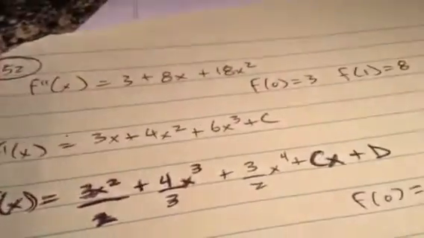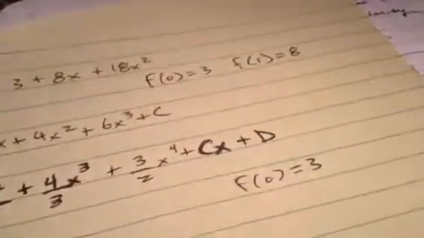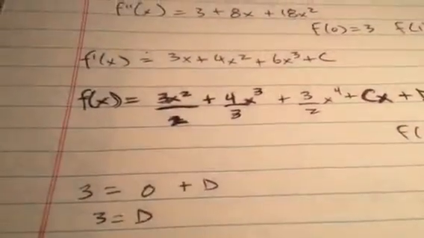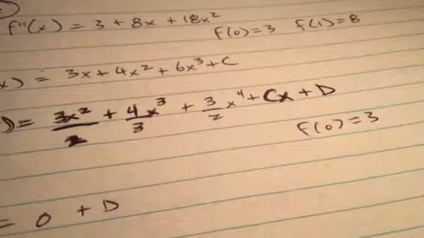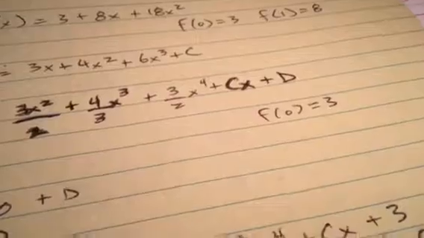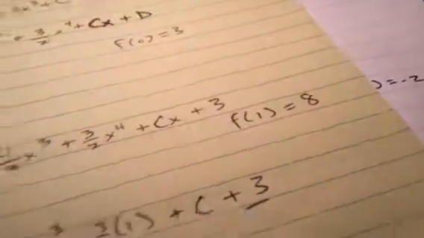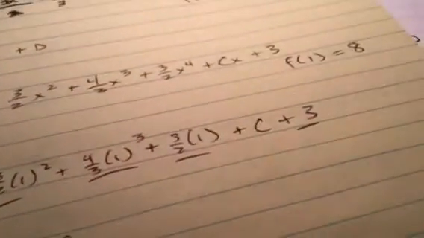And I believe lastly, we have 52, which requires a little bit of work. F prime of x is that. Take the antiderivative. You don't know anything about f prime of 0, so you take another antiderivative. So when you take the antiderivative of c, it's cx plus another constant of integration, d. If f of 0 is 3, then you know d is 3. Rewrite what I have. If f of 1 is 8, when x is 1, y is 8, so figure out what c is.